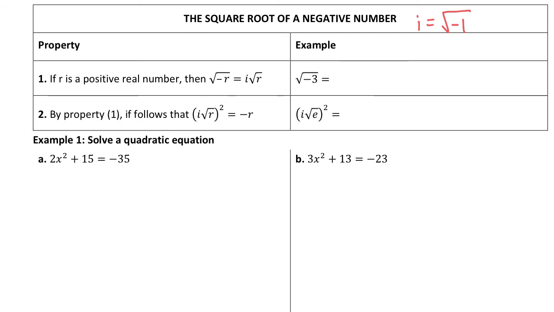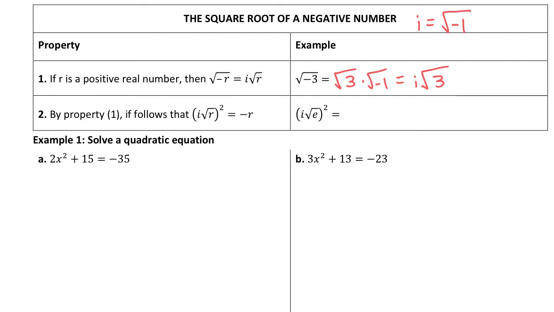So this property, if r is a positive real number, then the square root of negative r is i times the square root of r. So I'm going to show that with an actual example. The square root of -3 is really the square root of 3 times the square root of -1. So if the square root of -1 is i, then this is just i times the square root of 3. So I just want you to make that connection that the square root of a negative number, you can pull out an i from that to get rid of the negative inside of the square root, okay?